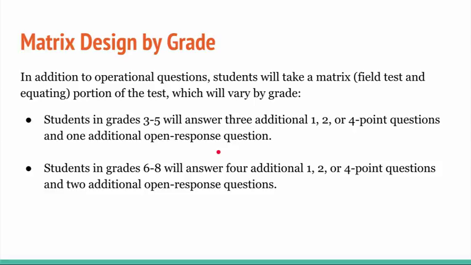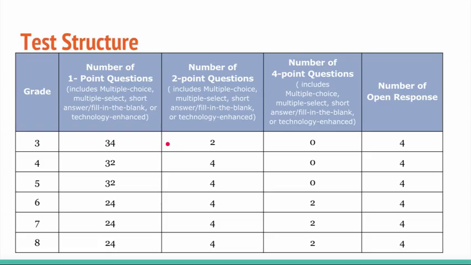These are the questions that don't count. Just to highlight, grades 3, 4, and 5 will have 3 additional 1, 2, or 4-point questions, and I'll have one additional open response question. So just to go back to do the quick math, you've got 4 additional questions here for grades 3, 4, and 5. That's added on to the questions that do count.